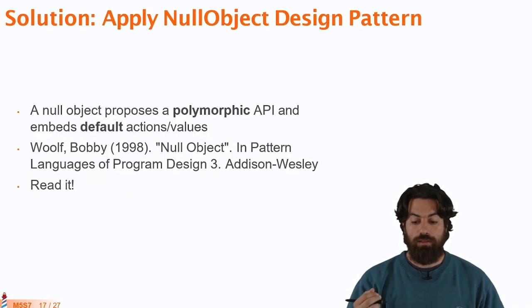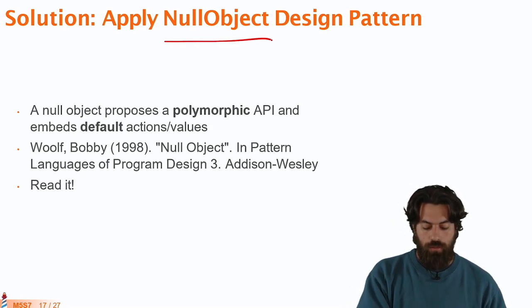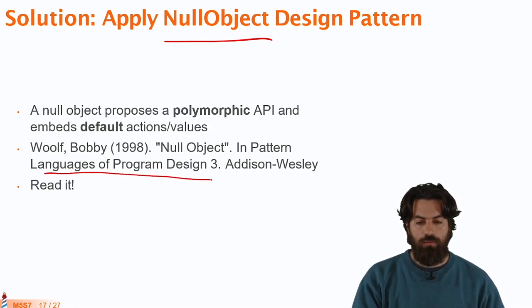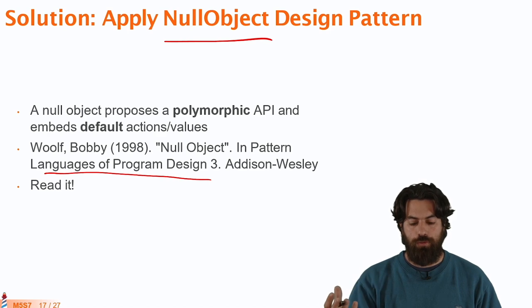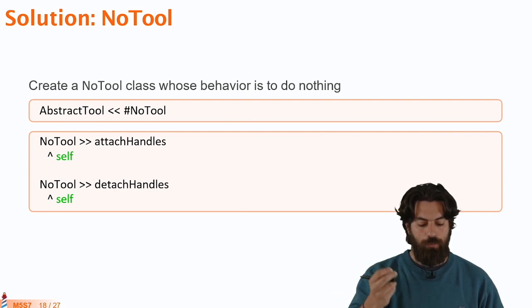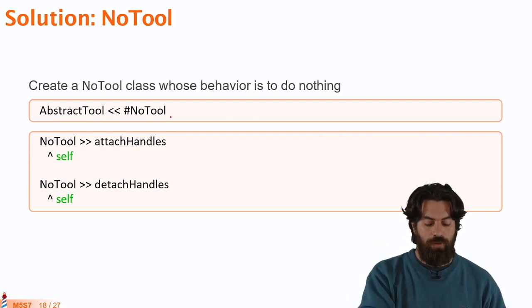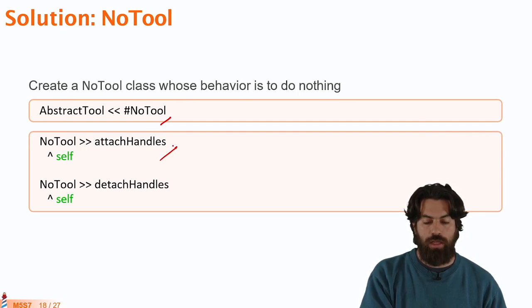This is an idea coming from a design pattern called the Null Object, which comes from the book Pattern Languages of Program Design of 1998. The objective of this design pattern is to provide an object that is polymorphic to other objects, but has only default actions and default values. Of course, I invite you to read it and get a deeper understanding of this pattern. In our case, what we could do is implement the absence of a tool. We can implement a different class, a different object that will represent the no tool. Each no tool that we instantiate in our system will do nothing when it is asked to attach handles or to detach handles.